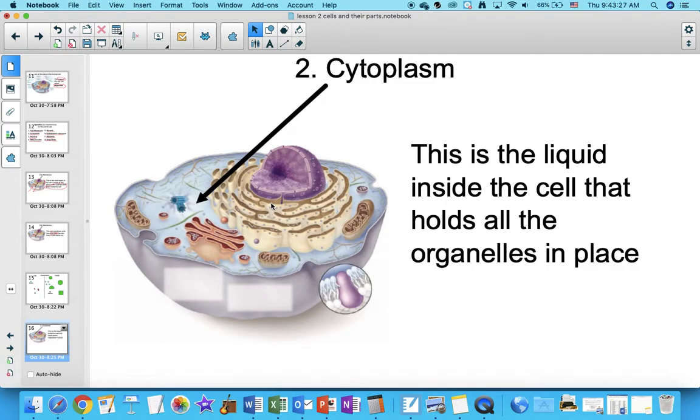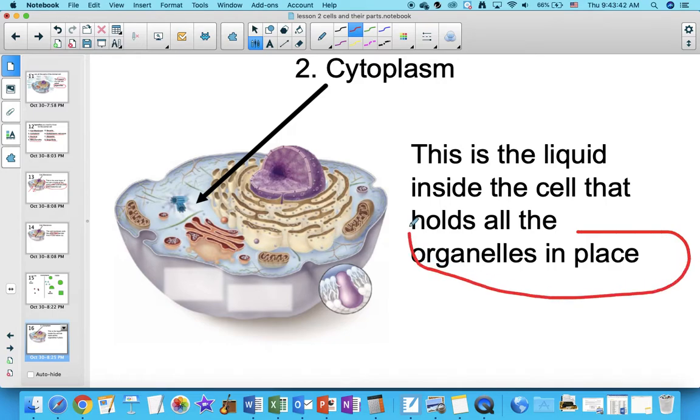The cytoplasm. The cytoplasm is the liquid inside the cell. So this arrow is not really pointing to anything in particular, just the bluish liquid inside this cell, this sort of liquid in the cell holding all the organelles in place. So the cytoplasm holds all the organelles in place.